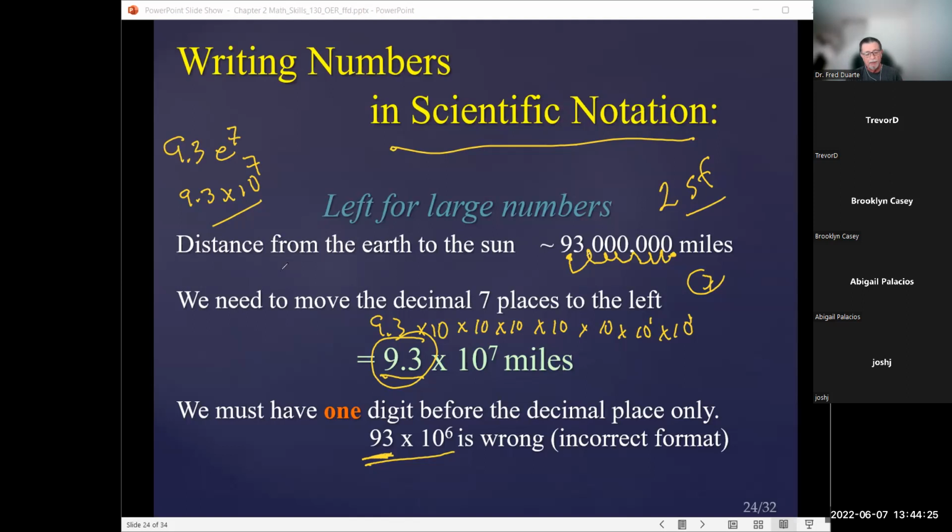And again, going back to the format, make sure you have an integer, followed by a decimal point if it's needed, and then whatever numbers, but not like shown here, 93 times 10 to the 6th. That would be the incorrect format.